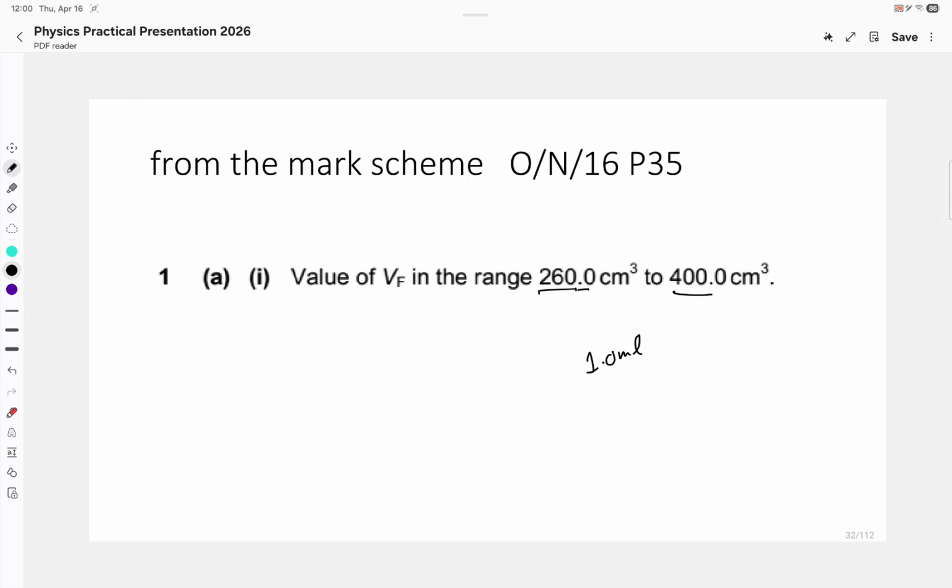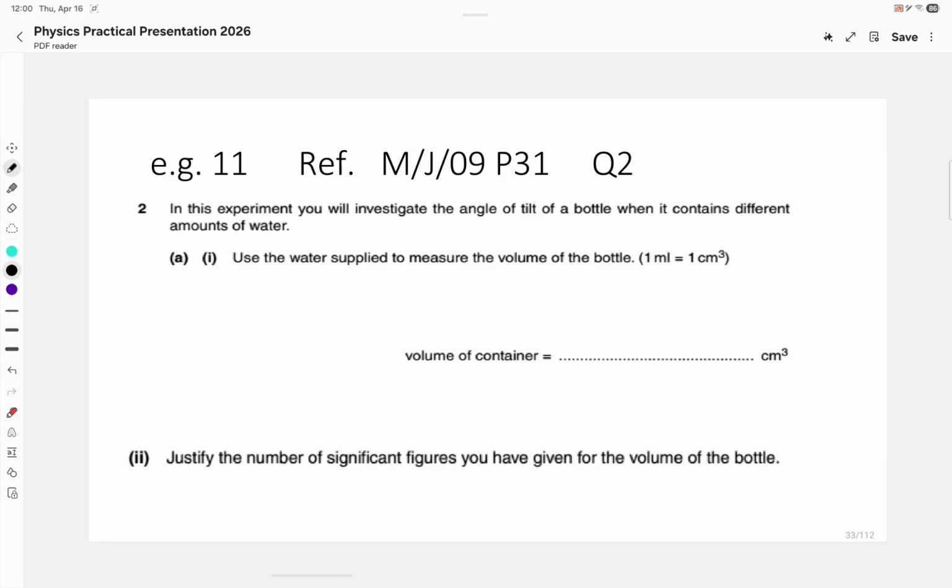Let's see another example. May June 9, Paper 31, Question 2. Use the water supply to measure the volume of a bottle. Again, in this experiment, you will investigate the angle of tilt. So first of all, measure the volume of a container. You will be provided with water, maybe from a source, from a tap, and you will be given a container.